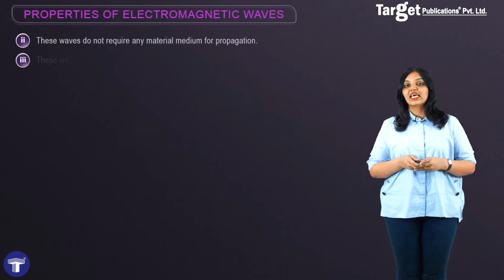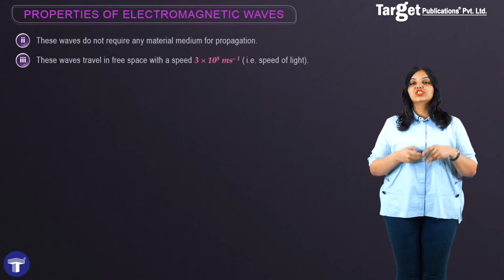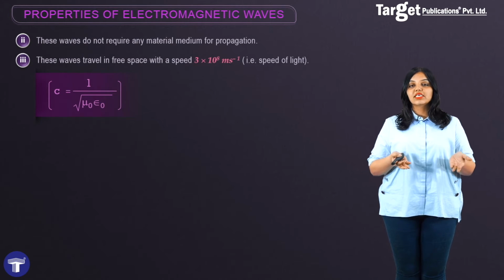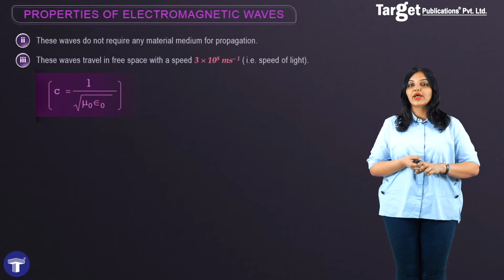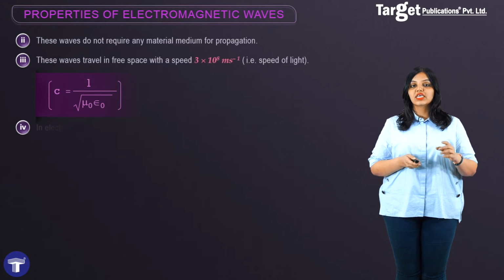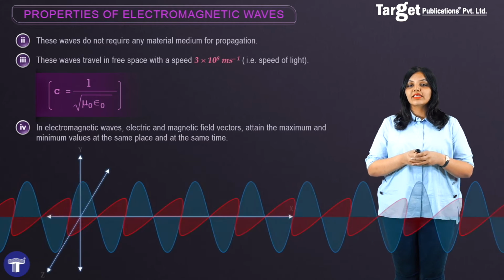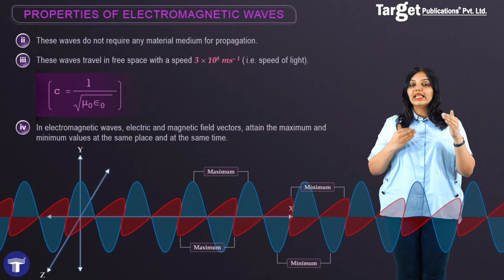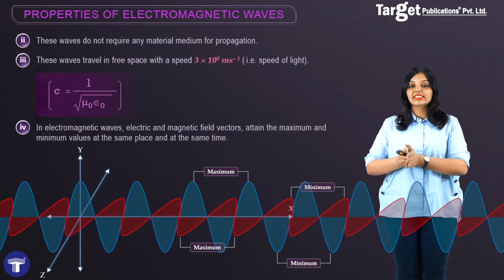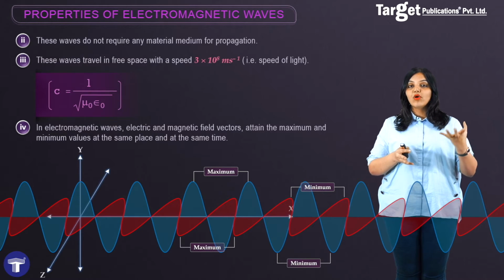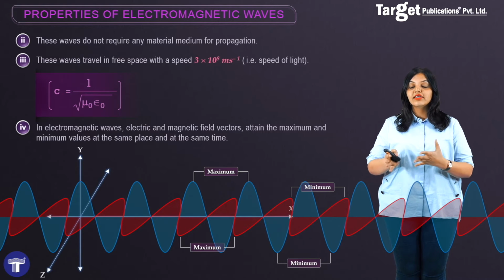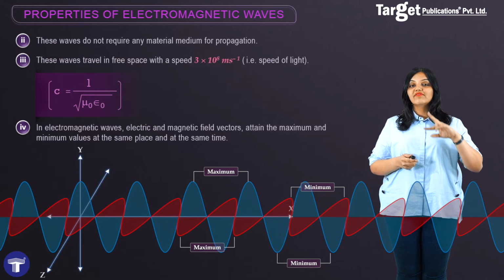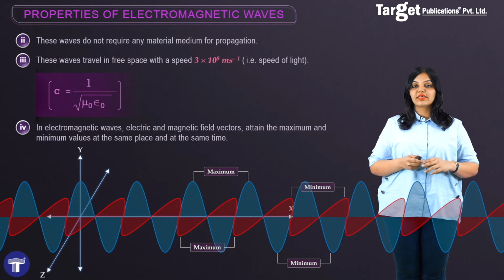And the third property says that they travel at the speed of light, which is 3 × 10^8 meters per second, given by Maxwell's equation for the speed of light, that is, c = 1/√(μ₀ε₀). The fourth property is that in electromagnetic waves, the electric and magnetic field vectors both reach maximum and minimum values at the exact same place and the same time, because they are reinforcing each other, and therefore the maximum and minimum values of these waves are achieved at the same exact place and at the same exact time.